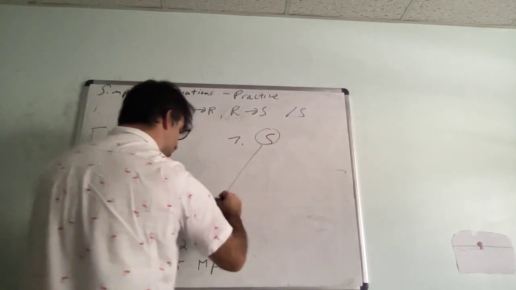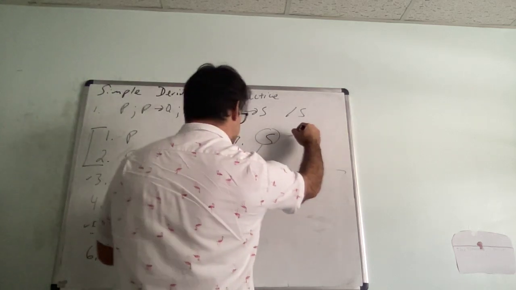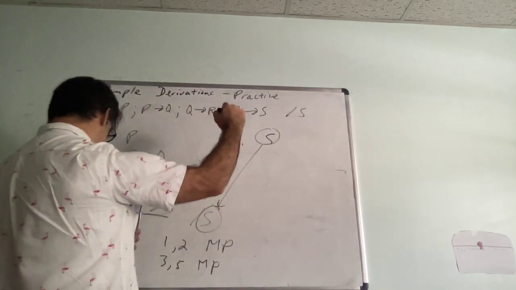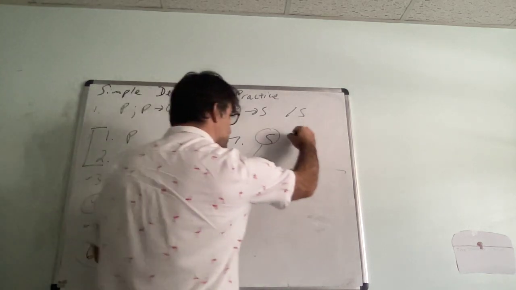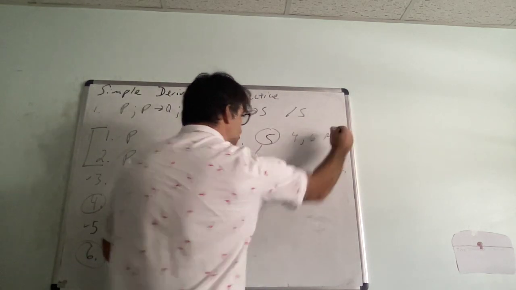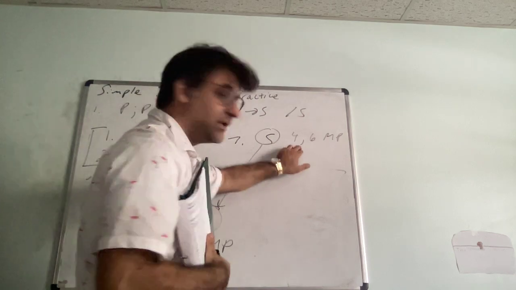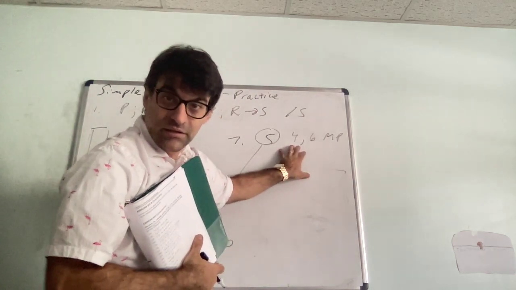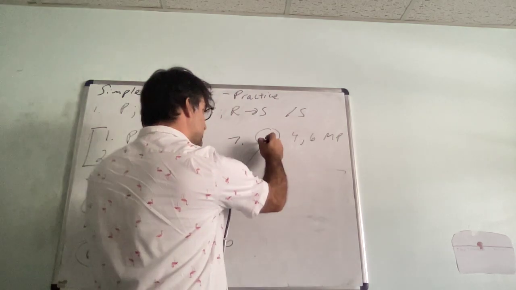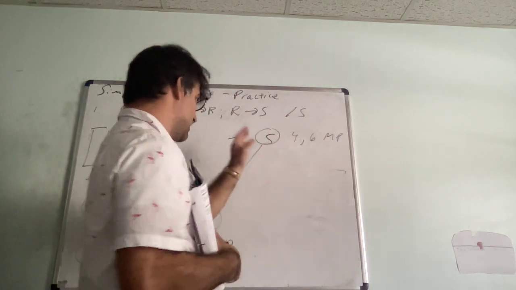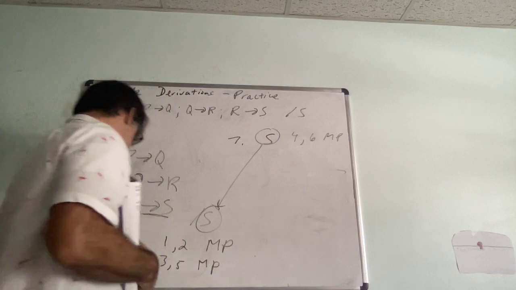This is your goal. Using 4 and 6, modus ponens. Notice I always have two lines I'm appealing to here. S is true based on lines 4 and 6, modus ponens. This is the inference you're drawing.